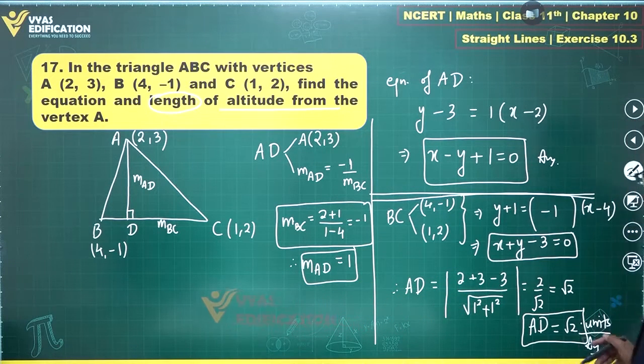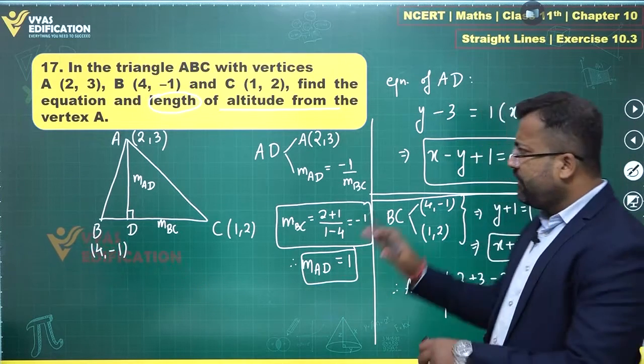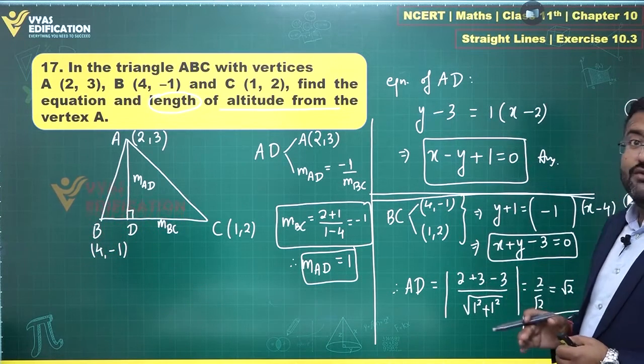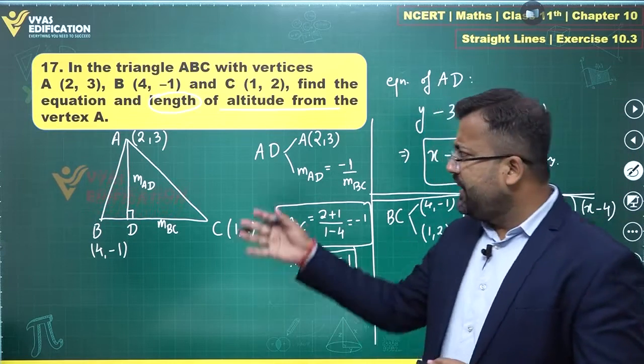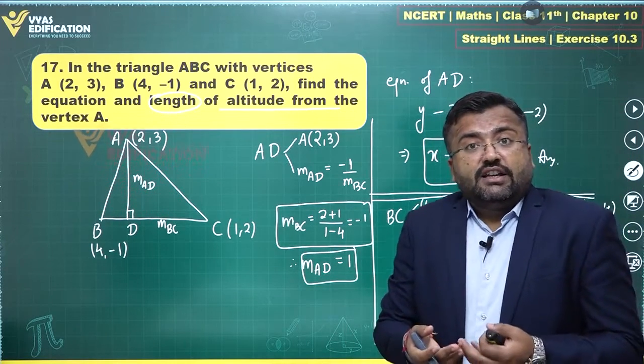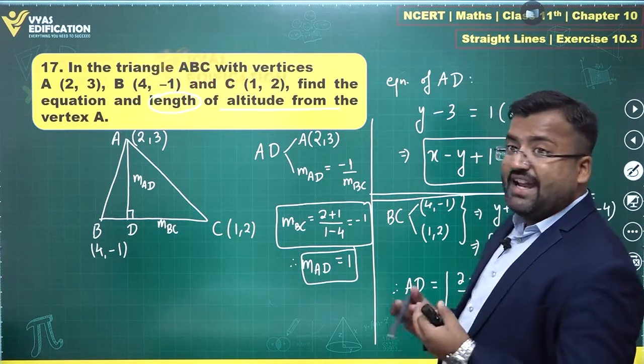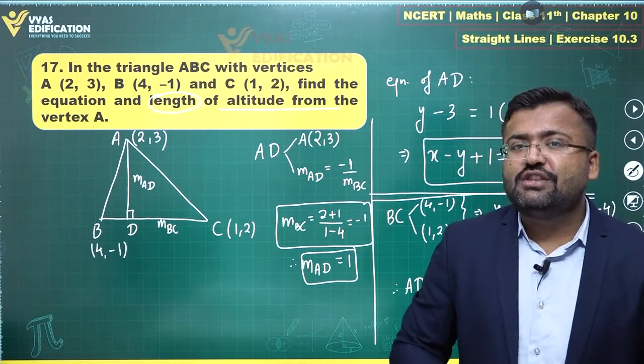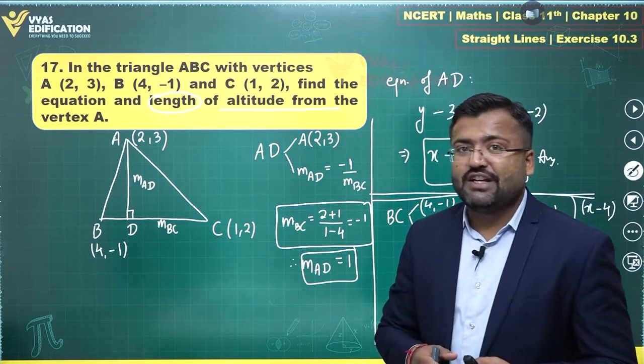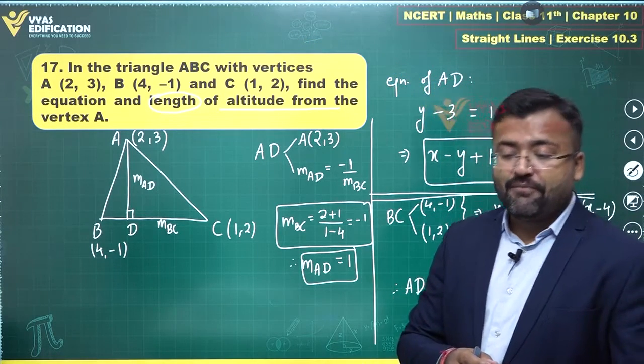That's the answer for this particular part, and this is the equation of altitude AD. That's what we have found, right? So in this question, we learned how to find the equation of altitude. One of the altitudes had been found, right? Finding another altitude, and similarly, you can then find the points of intersection and get the orthocenter of the triangle as well. Yes, orthocenter is the intersection point of the altitudes, right?